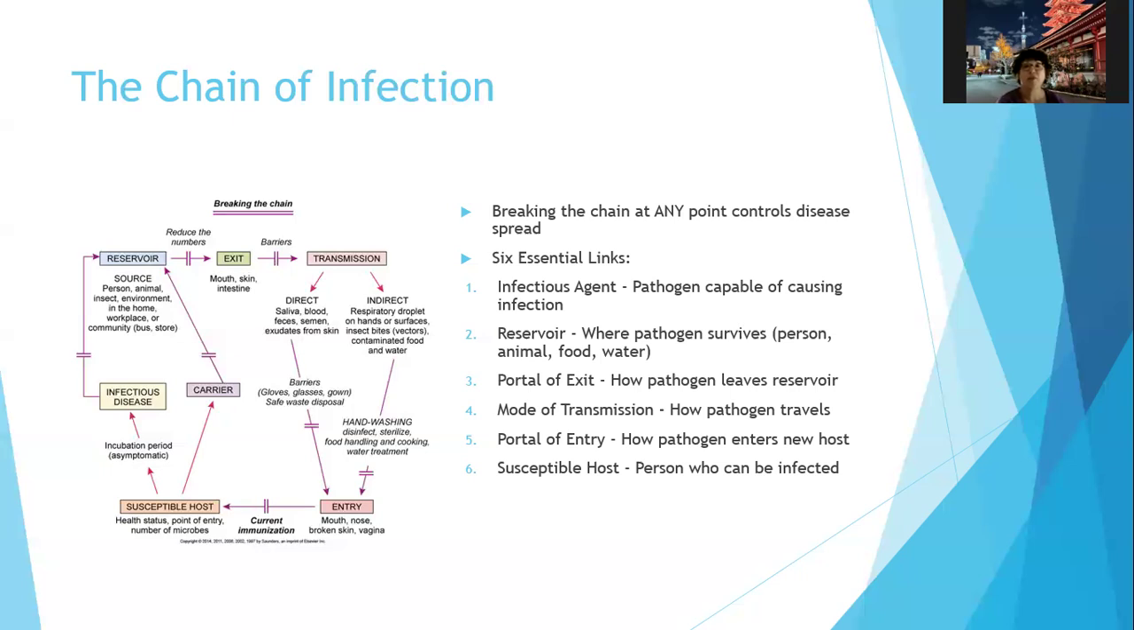If the reservoir is a person, a lot of times the pathogen is exiting through their respiratory system or their digestive system. It's getting out. The mode of transmission is how the pathogen travels to the next person. And the portal of entry is how the pathogen enters the new host. If the new host's immune system is strong, then the immune system stops it right there. But if the host is susceptible, then they're another link in the chain and they become a reservoir.